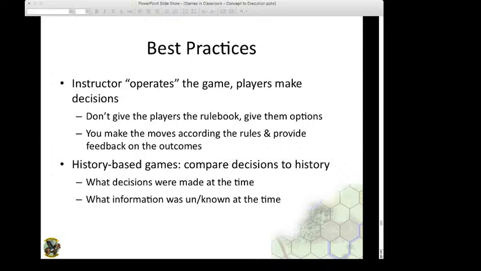So, Aaron, going back to those best practices: have the instructor operate the game. Let the players make the decisions, and then you actually crunch the numbers for them. Within history-based games, one of the big things in all of this is to compare the decisions the players made to the decisions that were made at the time by the people in those seats. And so, again, if you're playing Twilight Struggle, here are some options. Does Kennedy blockade Cuba or not blockade Cuba? Do you just invade Cuba? Do you nuke Cuba? Like, what are you going to do when the Cuban Missile Crisis comes up, and compare that to what actually happened historically?